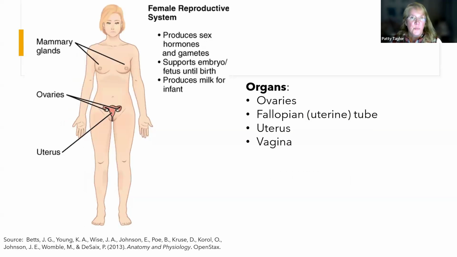And then finally, the female reproductive system is producing female sex hormones such as estrogens and progesterone, producing gametes such as eggs, and of course support an embryo and fetus until birth. After birth, milk is produced by mammary glands to nourish the baby. So here we're looking at ovaries producing both hormones and eggs. Fallopian tube connects the ovary to the uterus, and the vagina is often known as the birthing canal.